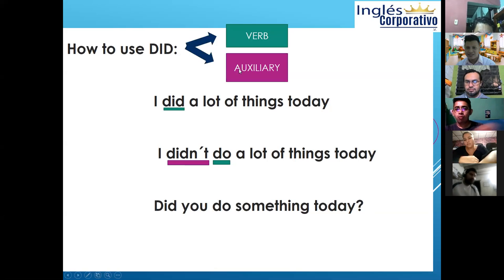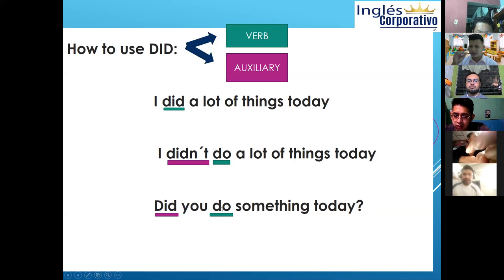Did in this case is an auxiliary or verb? Auxiliary, really good. And this one? Verb. Do in verbs, verb. Verb, really good. Okay, what's happened here? If we got a question, este es un auxiliary. Si tenemos este auxiliar, el verbo va a ir en su forma original. Yeah, really good. Keep in mind, negative and question, we're gonna put the verb in the original way.